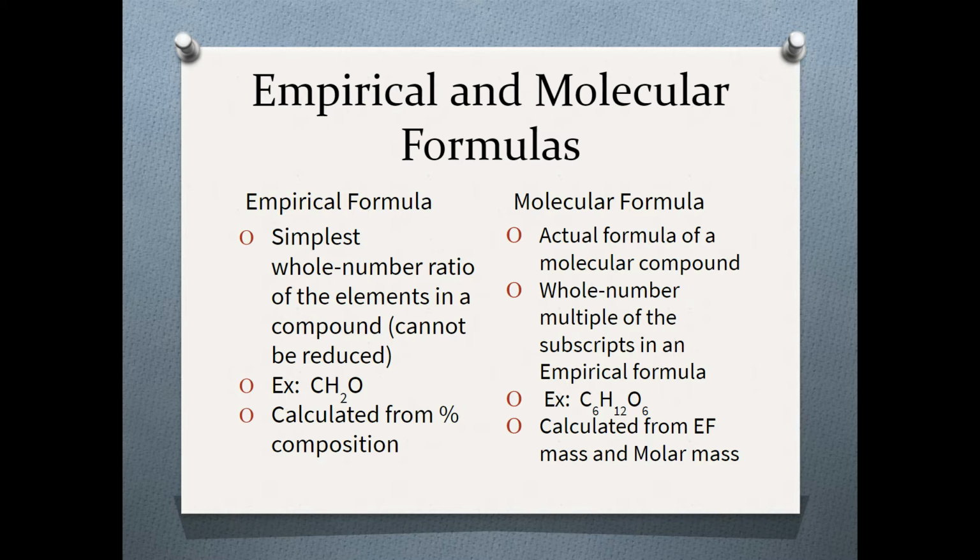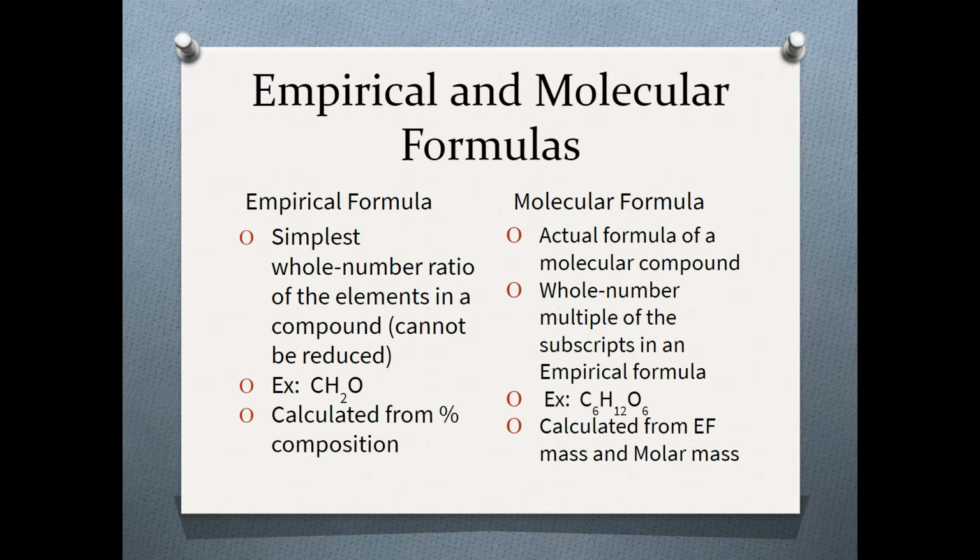The empirical formula of a compound is the simplest whole number ratio of the elements in that compound, which means the subscripts cannot be reduced any further than they are. So for example, CH2O would be an empirical formula. Two of the subscripts in this compound are ones. They cannot be reduced any further than that, which is how I know it's an empirical formula. You can calculate the empirical formula of a compound from its percent composition and using a periodic table.